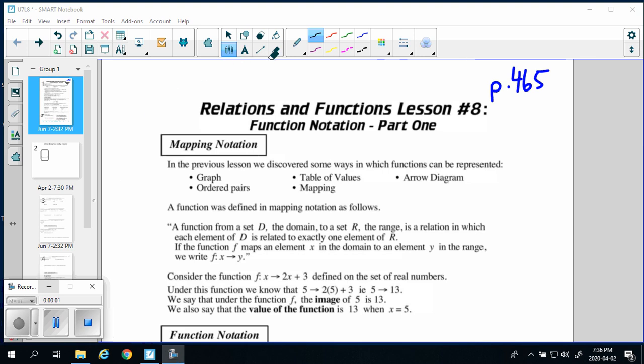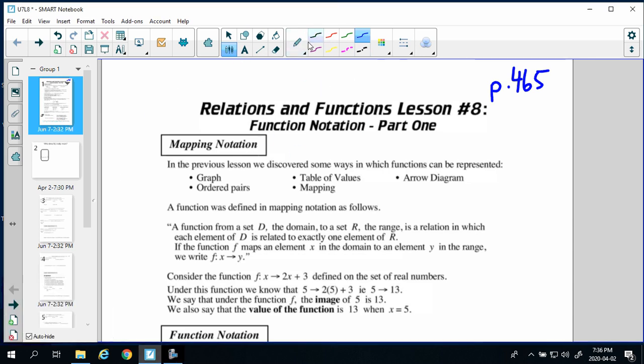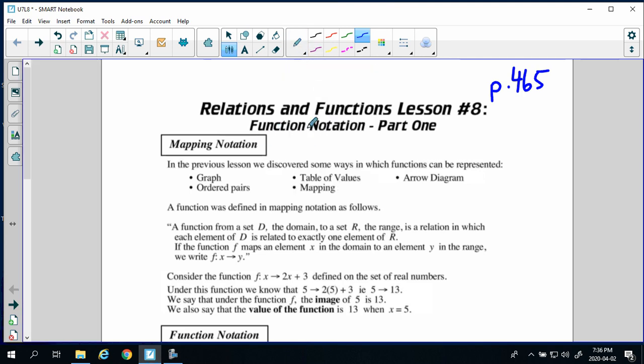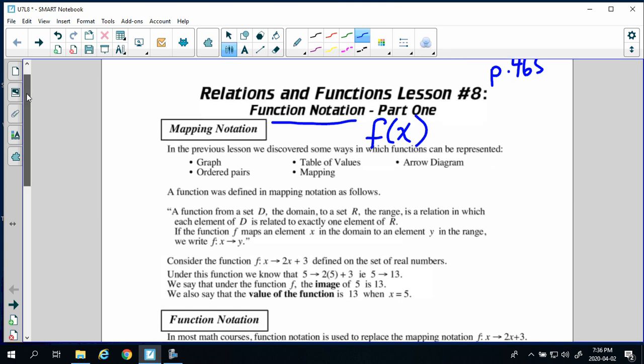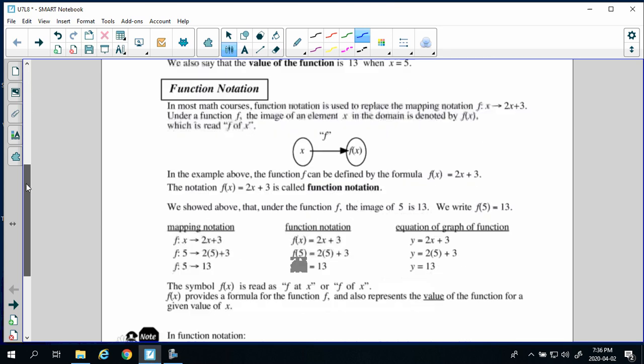This is lesson 8 on page 465 in your books, and this lesson is about function notation. So function notation is all about what does this mean? Spoilers, it does not mean f times x. It means something else.